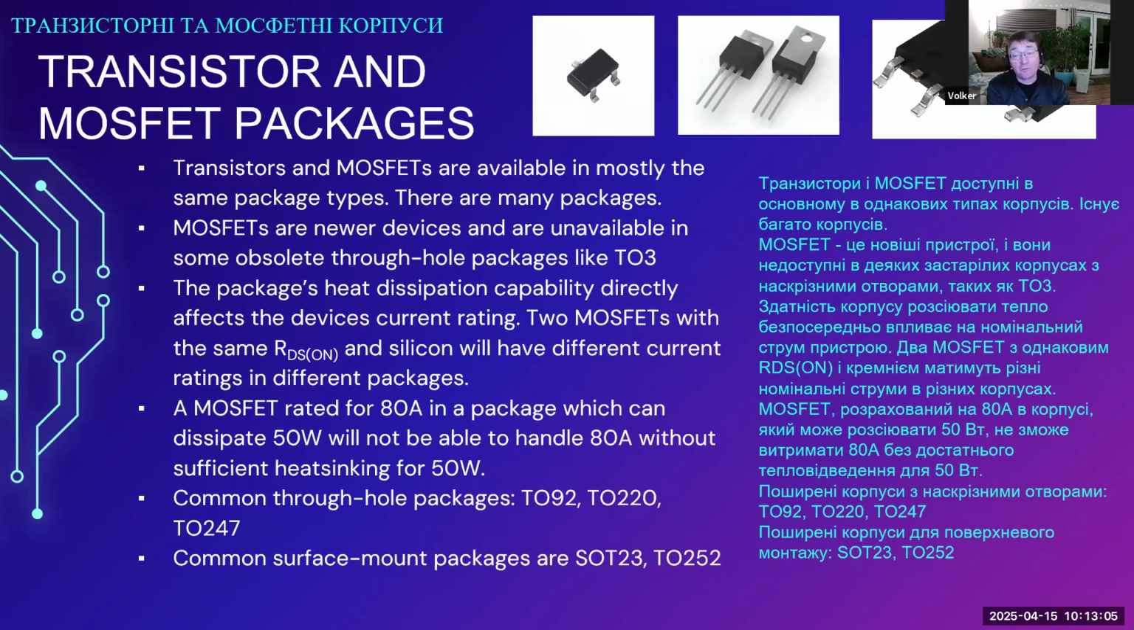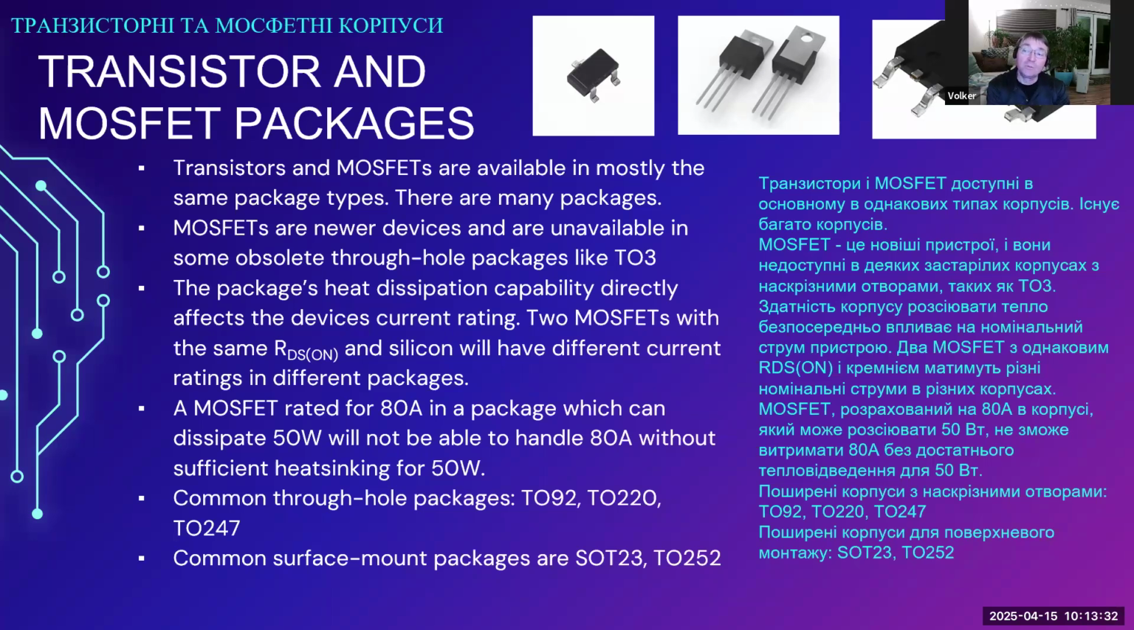The surface mount package is SOT23, that is the upper left picture, and TO252, also called DPAK, is the package on the upper right-hand corner. But again, MOSFETs can come in a variety of different packages that are more or less convenient to use. The same MOSFET can be available in a number of different packages.